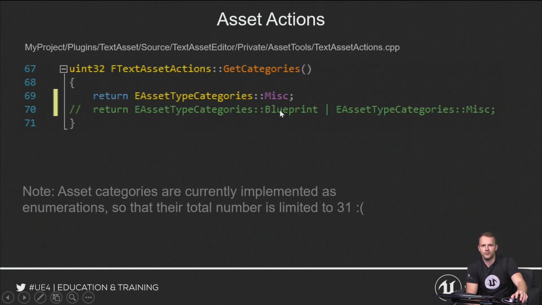Now, in theory, it's possible to add your own categories, but in practice, the categories are currently declared as an enumeration type, which unfortunately is limited to 31. And it's not very extensible, so I'm not even going to go into detail as to how to add your own categories. I recommend that you try to use one of the categories that's already present in the editor.